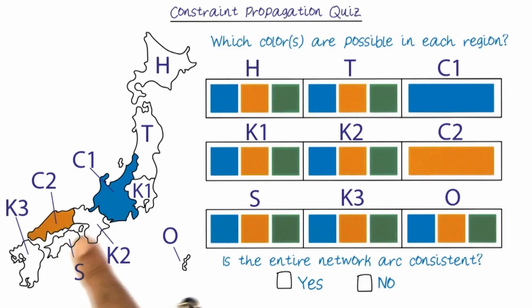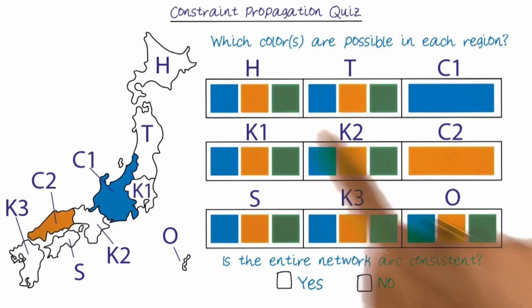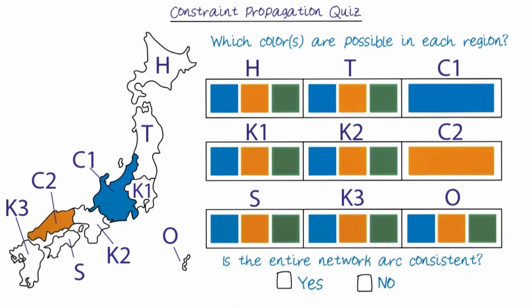Here's a map where we've colored in two regions for you. So given this state in the map coloring, propagate through the constraints to make each variable arc consistent. Check the boxes to indicate which color is possible in each region. Finally, is the entire network arc-consistent?